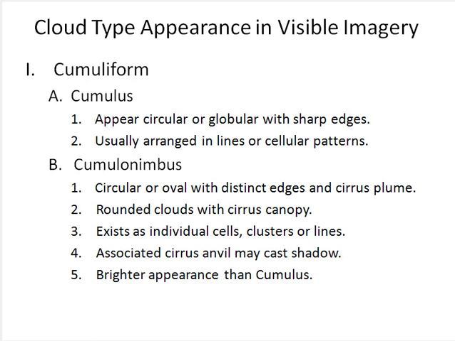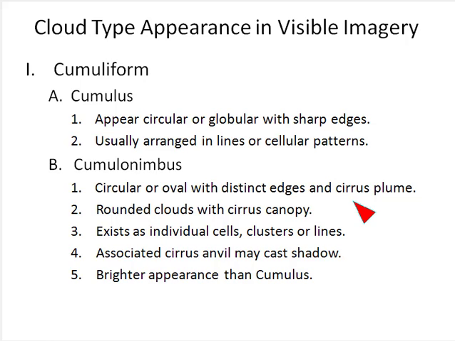We'll begin with tropical cloud identification with visible satellite imagery. There are two major categories of clouds in the tropics: Cumuliform and Stratiform. The two major types of Cumuliform clouds include Cumulus and Cumulonimbus. Cumulus appear circular or globular with sharp edges, and they're usually arranged in lines or cellular patterns. Cumulonimbus are circular or oval with distinct edges and a cirrus plume.